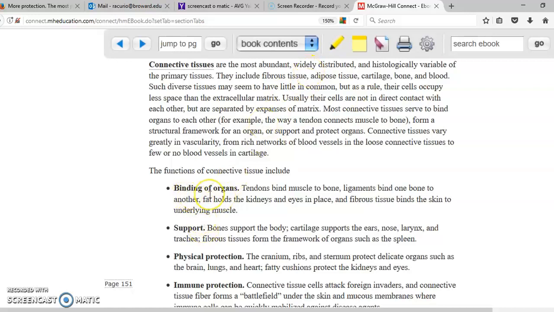For example, it says binding of organs, that's the fibrous tissue. Support, that would be the bones, for example. Physical protection, that would be bones as well. Immune protection, that would be the blood.